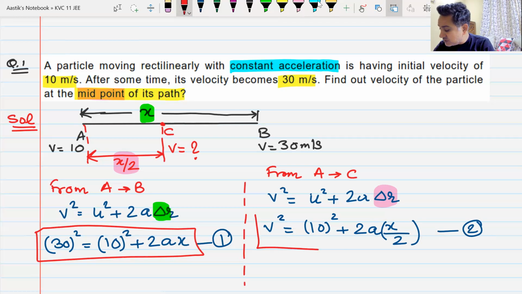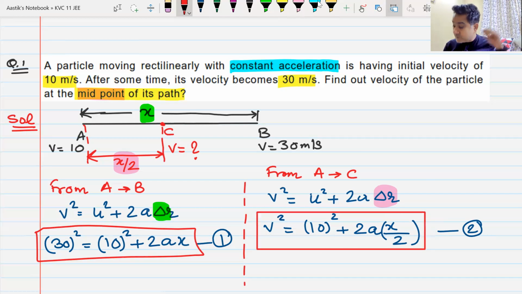Now from equation number 1 and 2, you are supposed to find out the value of v square. Can you find out the value of v square from these two equations? Yes or no? Not confident? If you find out the value of v square, you will get the value of v. So find out the value of v square. I am not going to help you out there, because that is one part that you will have to do on your own in the examination hall.